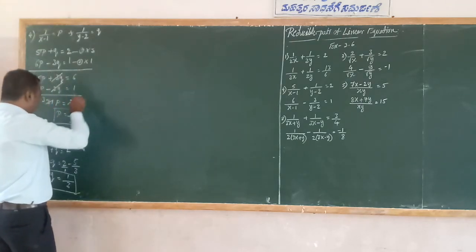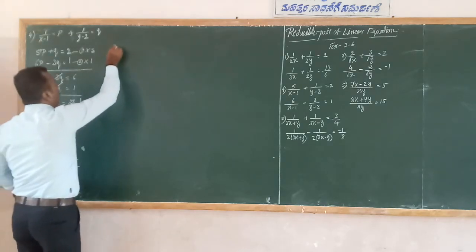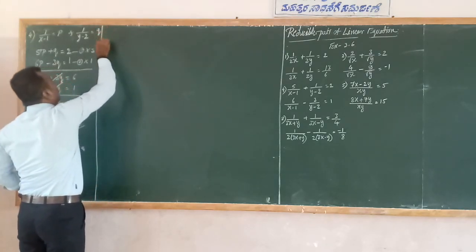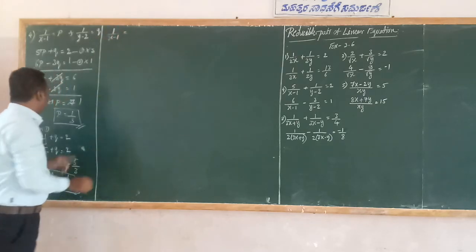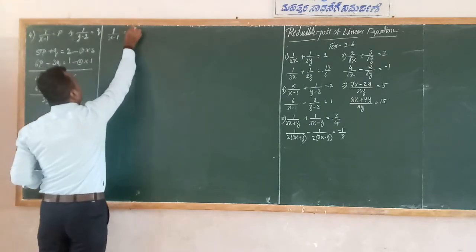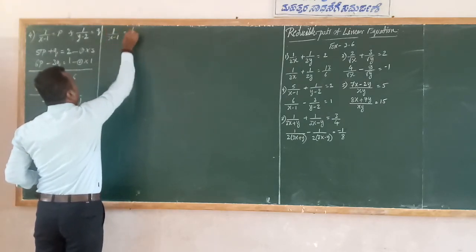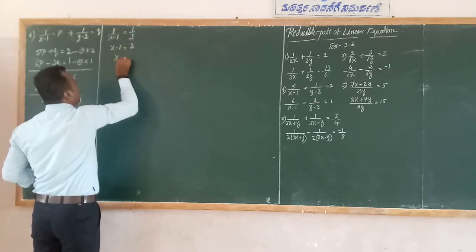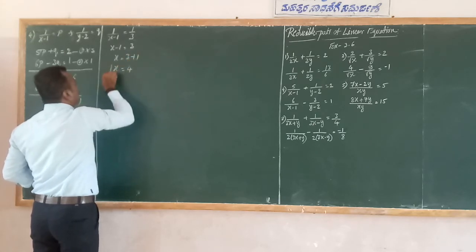Now, the value of p we got and q we also got. Now I have to substitute in the reducible form. Therefore, 1 upon x minus 1 is equal to the value of p, 1 upon 3. Now I have to cross multiply that. x minus 1 into 1, x minus 1 is equal to 3 into 1, 3. Therefore, x is equal to 3 plus 1, therefore x is equal to 4.